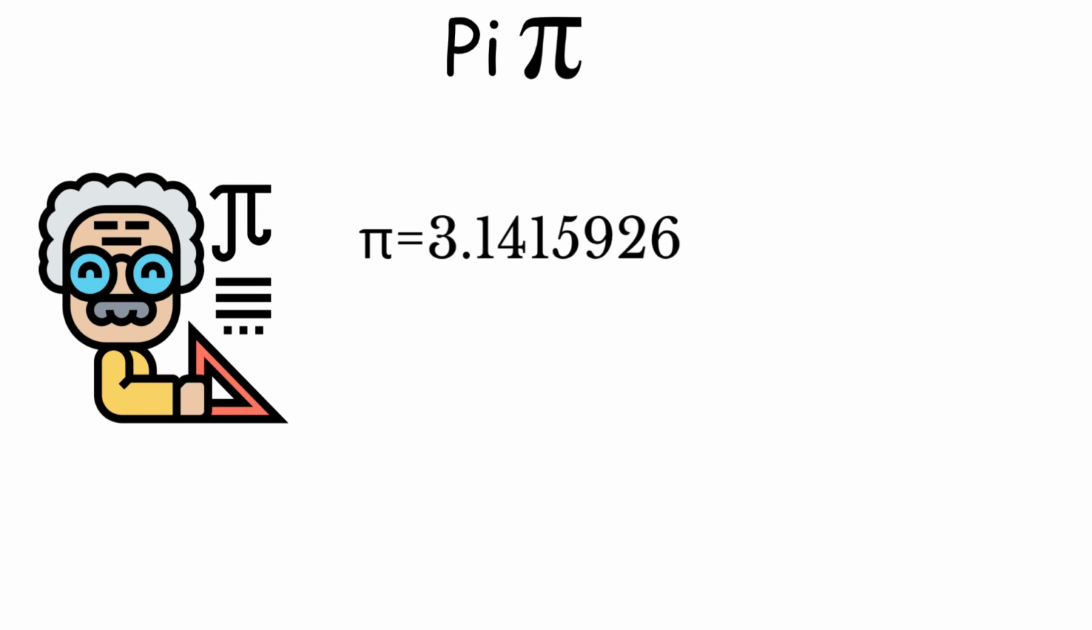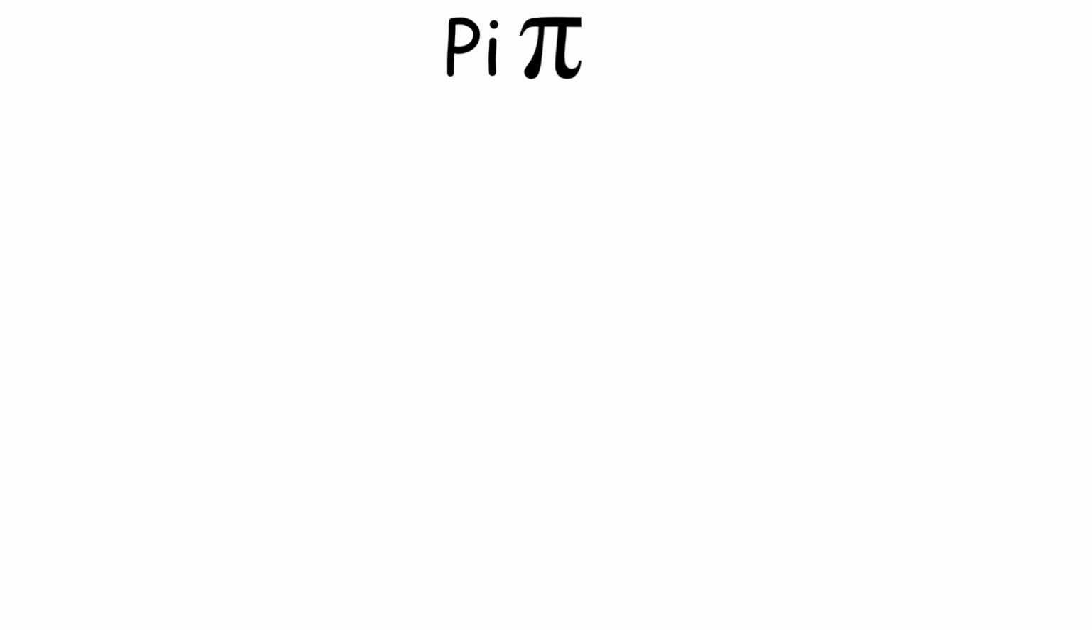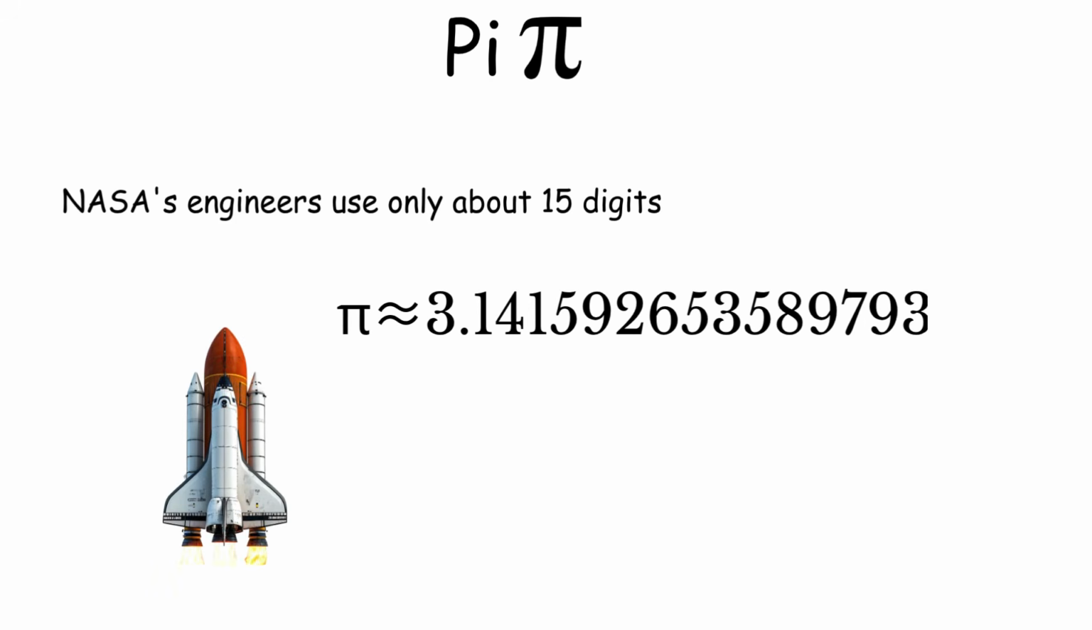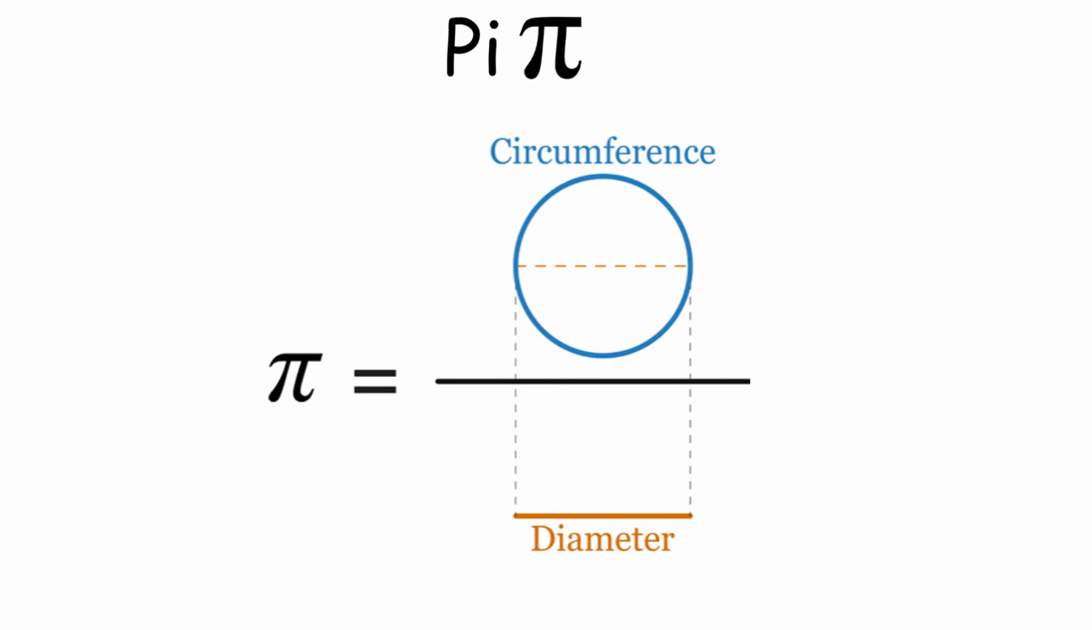Mathematicians have calculated pi to trillions of digits, purely as a computing benchmark, but NASA's engineers use only about 15 digits of pi to plot spacecraft trajectories across the solar system. Anything beyond that adds no meaningful precision at distances measured in millions of miles.